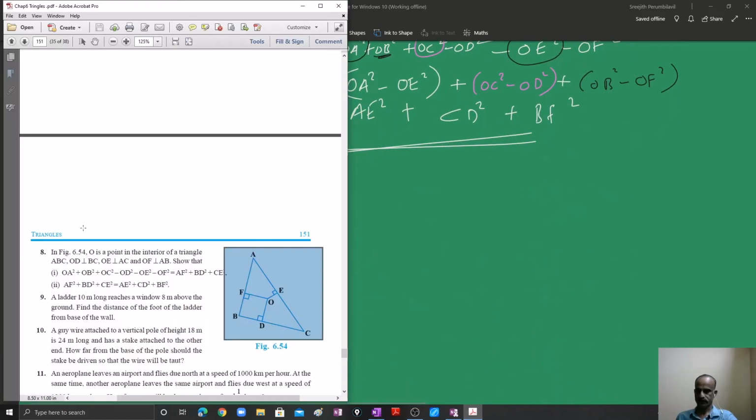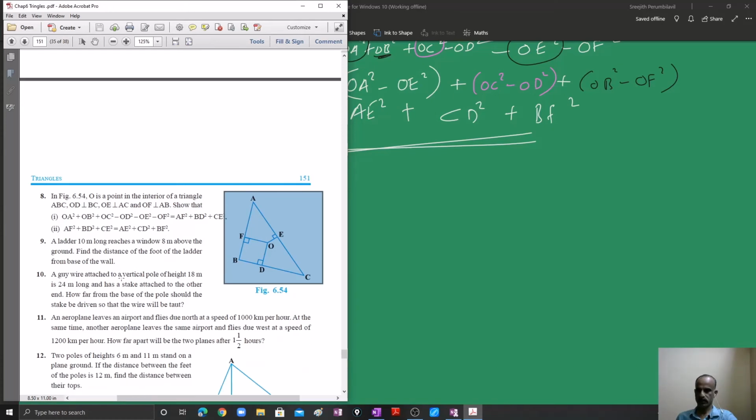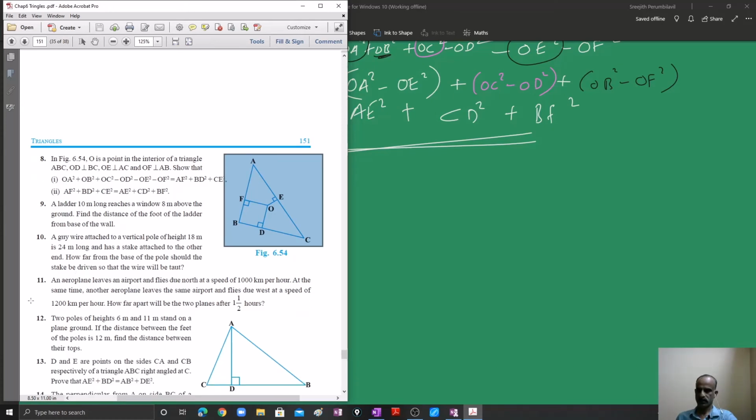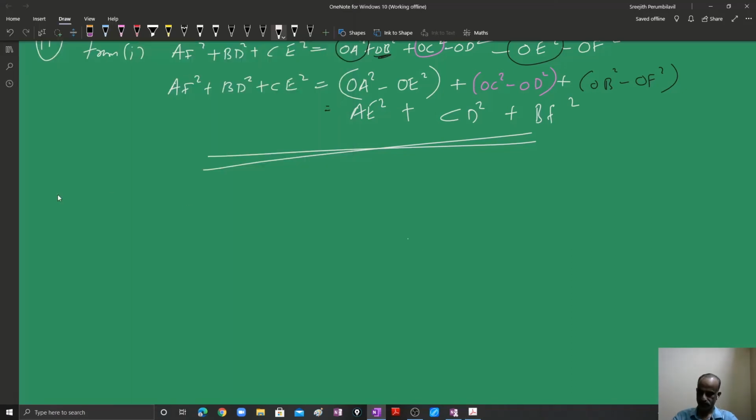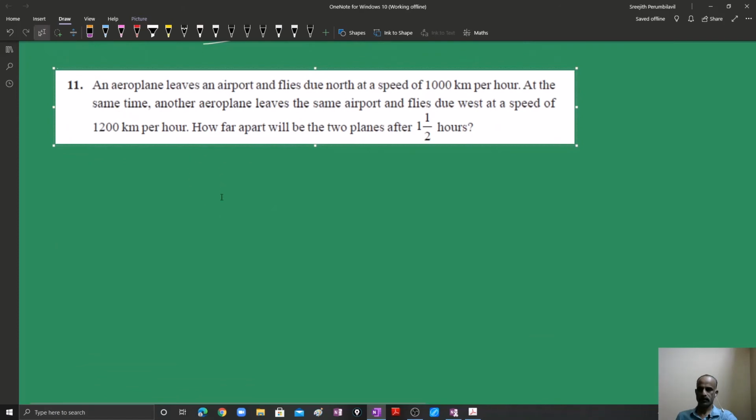Next, question number 9 and 10. Question 9 is a simple thing you can do on your own. Question number 11, again not seen for board, but we can just discuss it and go on. An aeroplane leaves an airport and flies due north at a speed of 1000 km per hour. At the same time, another aeroplane leaves the same airport and flies due west.